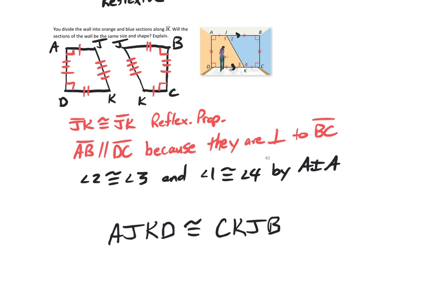If you just name it in any random order you want to name it in, then it's probably not going to be correct, okay? Unless you get lucky and actually happen to do it the right way, okay? A has to match with C. J has to match with K, because those are the two angles that were congruent. K has to match with J, and D has to match with B. Okay, so just be careful of the order that you put your letters in. That's the part you have to really be careful of.